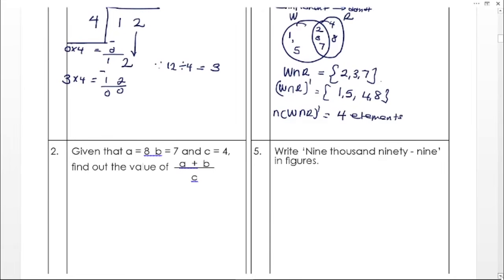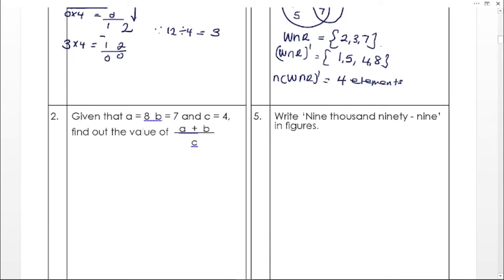This other question says, given that A is equal to 8, if you are given A, just know that they have given you 8 mangoes, 8 oranges, anything. Now, if you are given B here, just know that they are giving you 7 mangoes, and once they give you letter C, just know that they are giving you 4. This is algebra, and we are going to look at substitution of algebra. Now, find out the value of A plus B, divided by C.